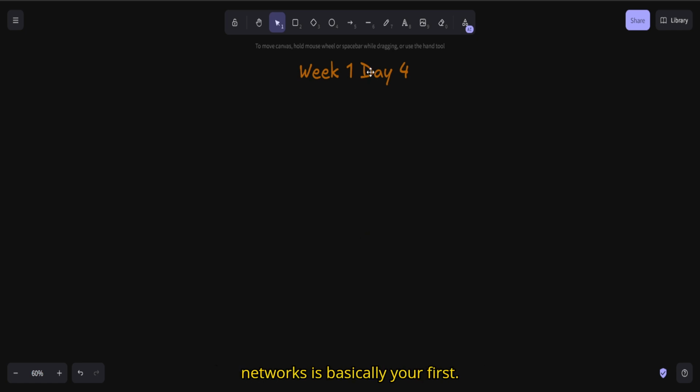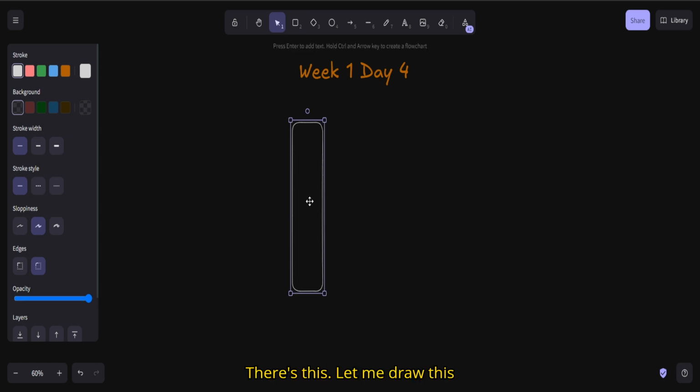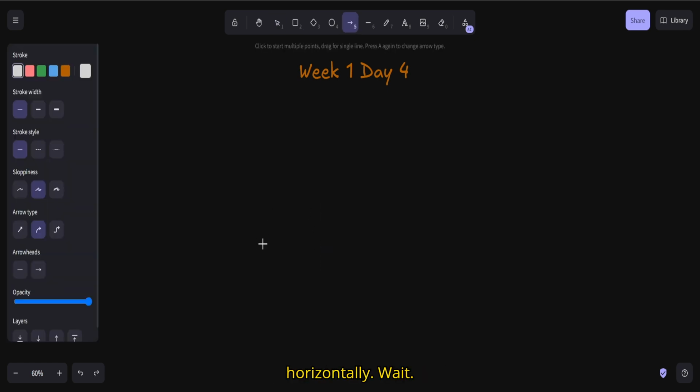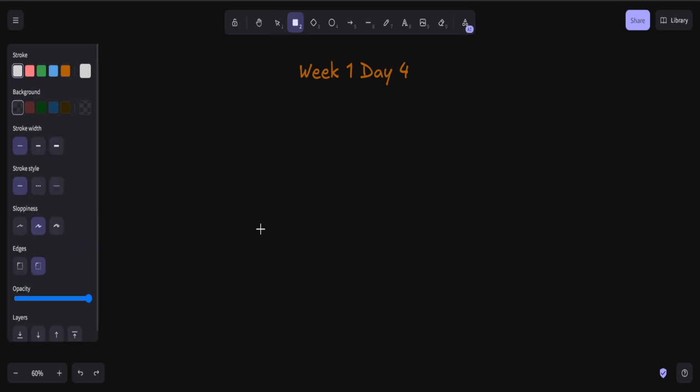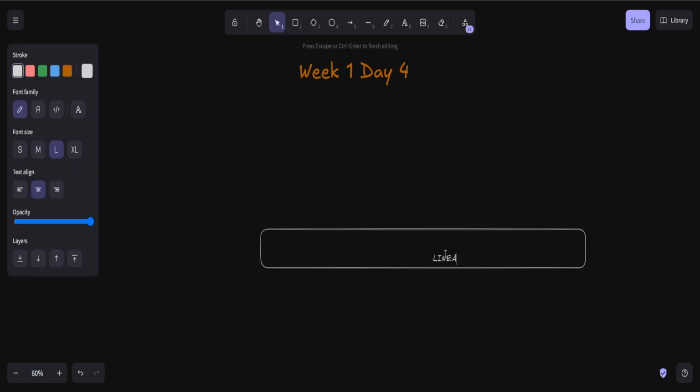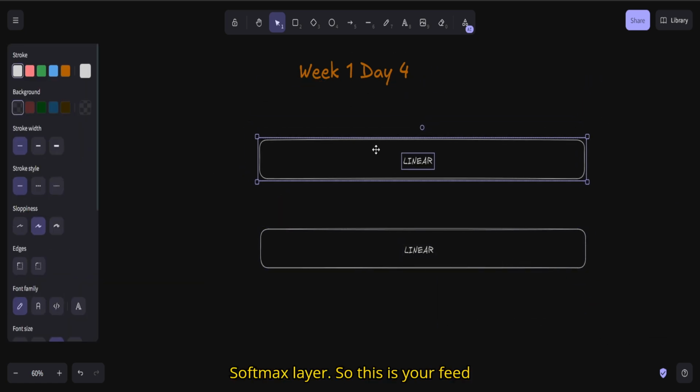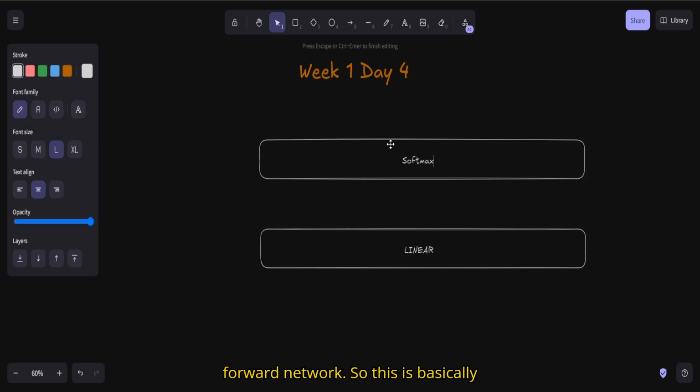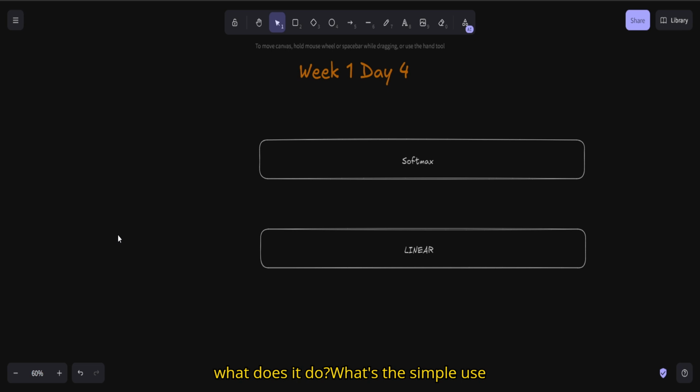So the feed-forward network is basically, let me draw this horizontally. First you have a linear layer, and then you have a softmax layer. So this is your feed-forward network. What does it do? What's the simple use case in a transformer? I'll link you a resource for how linear regression works, and how a feed-forward neural network works in this case. What I am going to discuss is how it helps in our transformer.